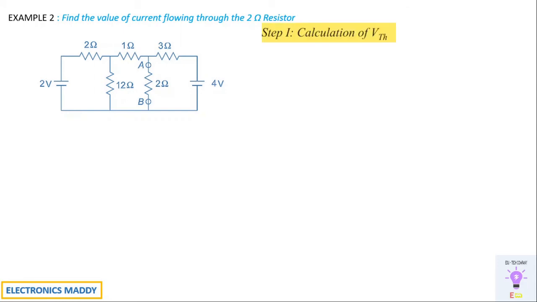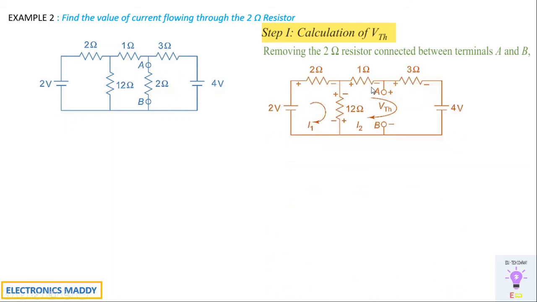Step one is to calculate the value of VTH. That is our normal step that we do, removing the 2 ohm resistor. This is the 2 ohm resistor over here, connected between the A and B terminals. So we will be removing that and we'll label that as VTH. Now our first and foremost step is that we'll be applying KVL to mesh 1. So we see that there are two meshes in this case. This is one loop, and this is another loop, the outermost loop. So there are two loops.